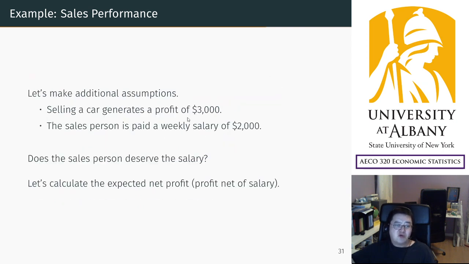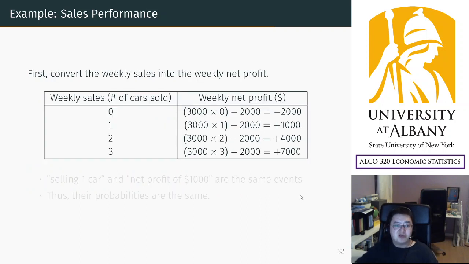What we are going to do here is calculate the expected net profit. So it's a mean average net profit, which is profit minus salary. So profit to the owner minus the salary paid to the dealer. How can we do this? That is a more important question here, and also an interesting question. What we are going to do is simply convert the original table into a weekly net profit table.